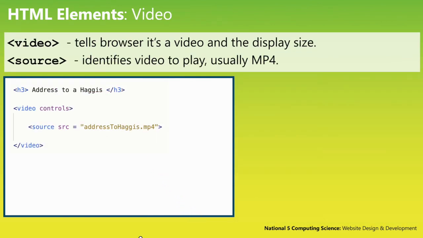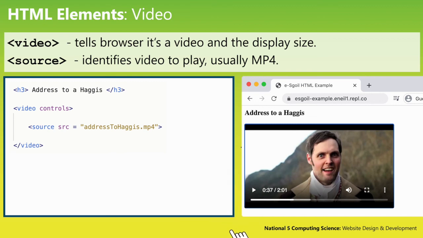Sometimes we may wish to add a video into our website, and for that we need the video and the source tag. The video tag tells the browser that we're going to insert a video. Really important that we include a controls attribute so that we can play, stop, pause the video. The source src tag then has the name or the path of the video that we would like to run. So when I generate this code in a browser, it will look like this.